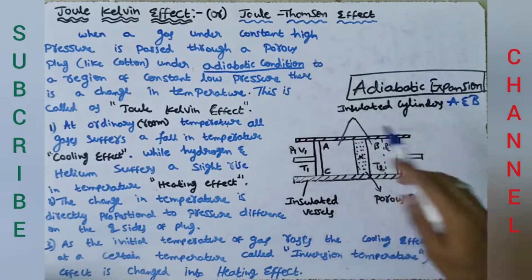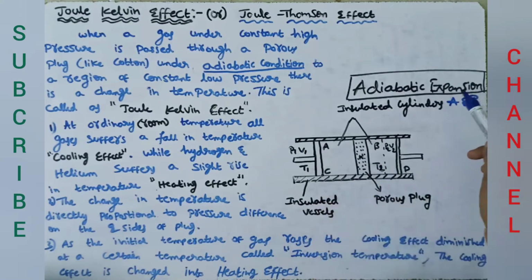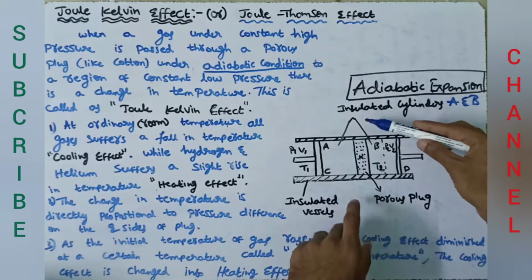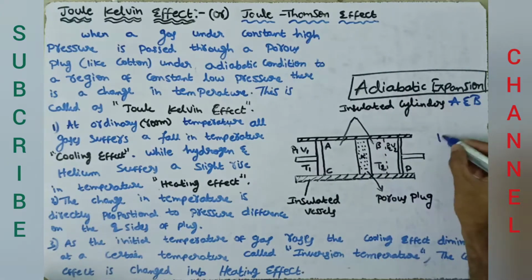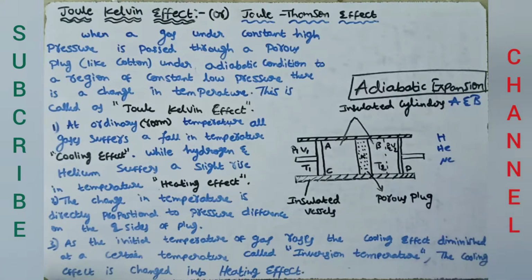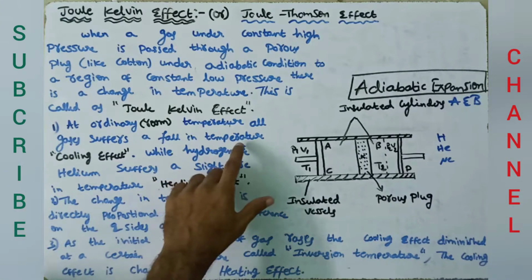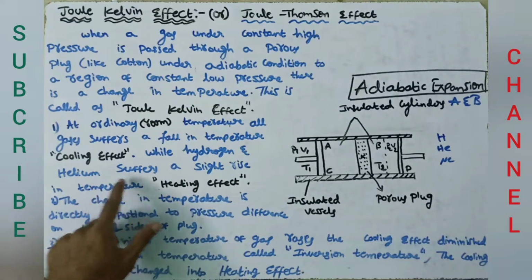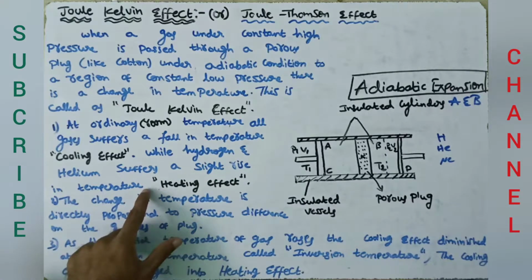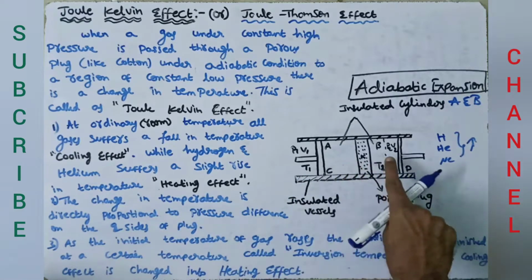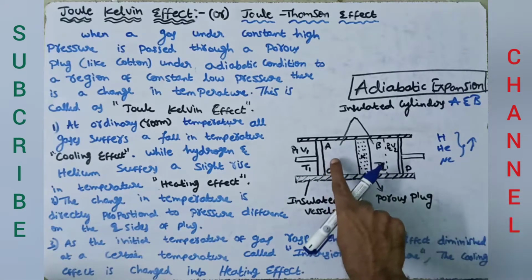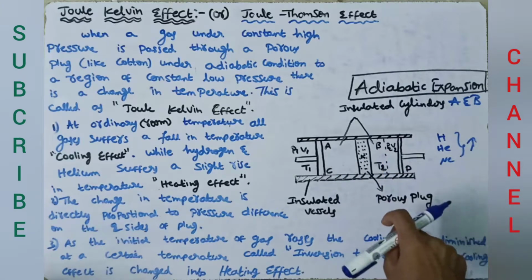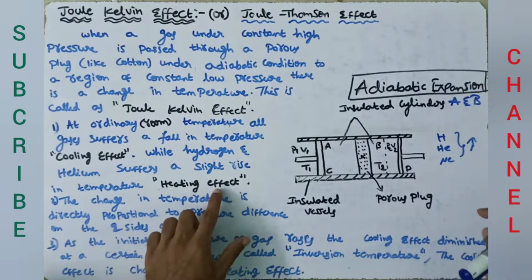We have to mention that adiabatic expansion is done here, which means there is no exchange of heat energy with the surroundings. Except for hydrogen, helium and neon, all remaining gases at room temperature suffer a fall in temperature, which is called the cooling effect, while hydrogen and helium suffer a slight rise in temperature. These gases' temperature rises when they adiabatically expand from high pressure to low pressure. That effect is called the heating effect.